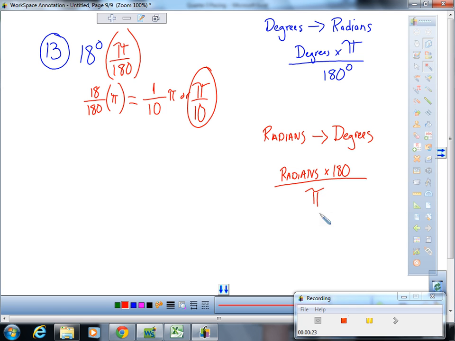So now let's do number 18. We need to change 5 pi over 2 to degrees. So we multiply by 180, and we divide by pi. That's nice. Now we no longer have pi involved with our answer. Really, this is like 90 times 5, so it's 450 degrees.